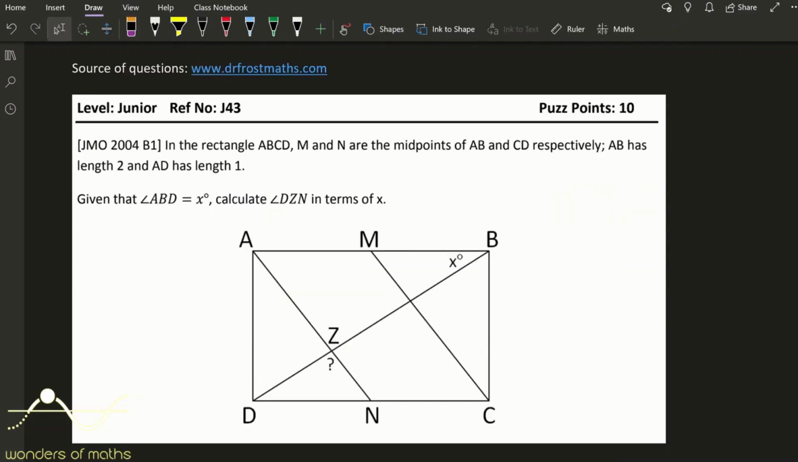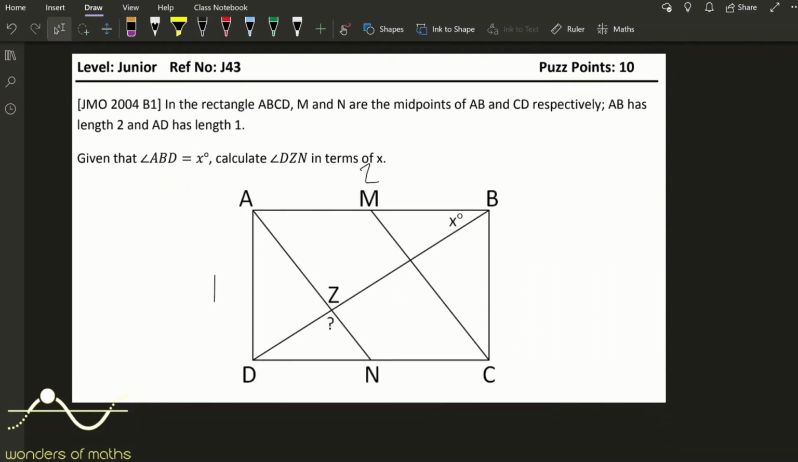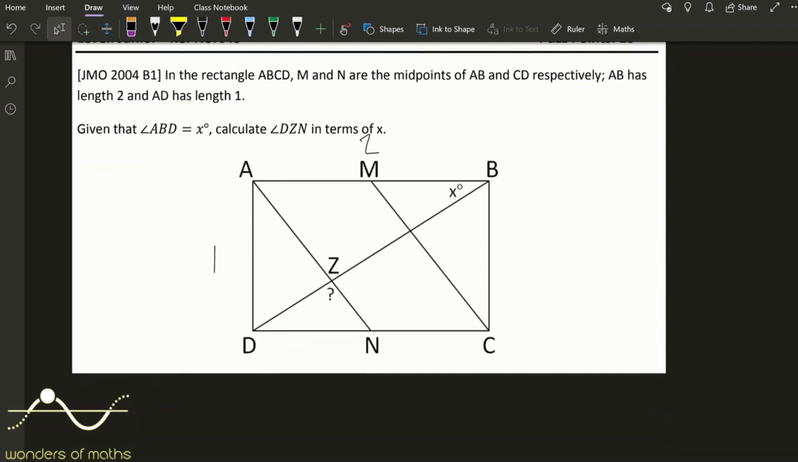Consider the following problem. In the rectangle ABCD, M and N are the midpoints of AB and CD respectively. AB has length 2 and AD has length 1. Given that angle ABD equals x, calculate angle DZN in terms of x.